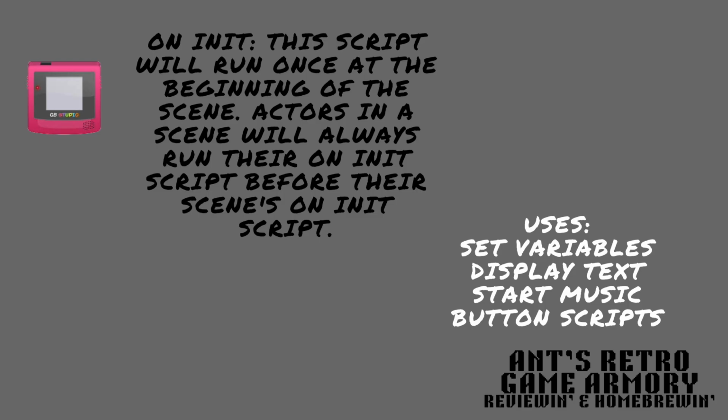So first we'll talk about on Init, and this black text is straight from the GB Studio website. On Init, this script will run once at the beginning of the scene. Actors in a scene will always run their own Init script before their scene's on Init script. So on Init can be applied to a scene, and it can also be applied to an actor. The simplest way to think about it is, for the scene, this is going to happen when the scene opens up. In white, I have some different uses that I have displayed in some of my other tutorial videos if you wanted to check those out.